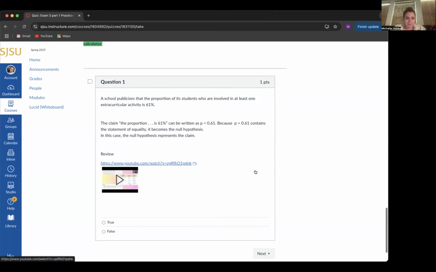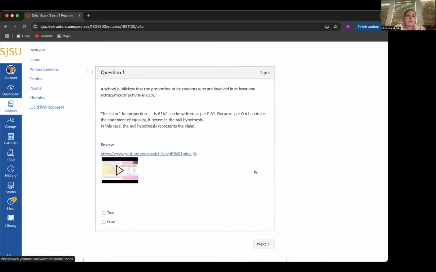Okay, all right. So question number 1. A school publicizes that the proportion of its students who are involved in at least one extracurricular activity is 61%. The claim that the proportion is 61% can be written as P equals 0.61. Because P equals 0.61 contains a statement of equality, it becomes the null hypothesis. In this case, the null hypothesis represents the claim.